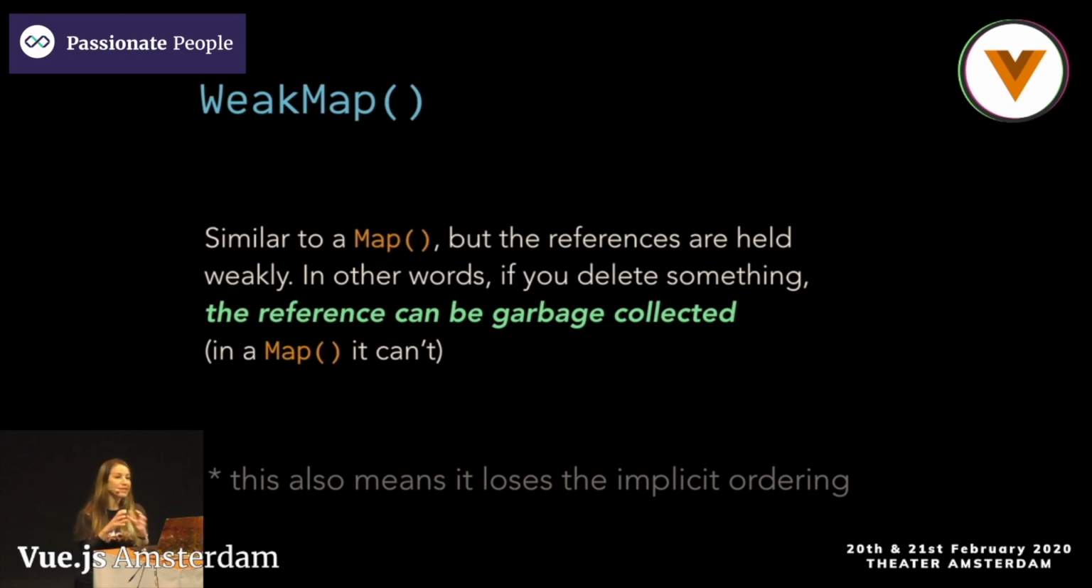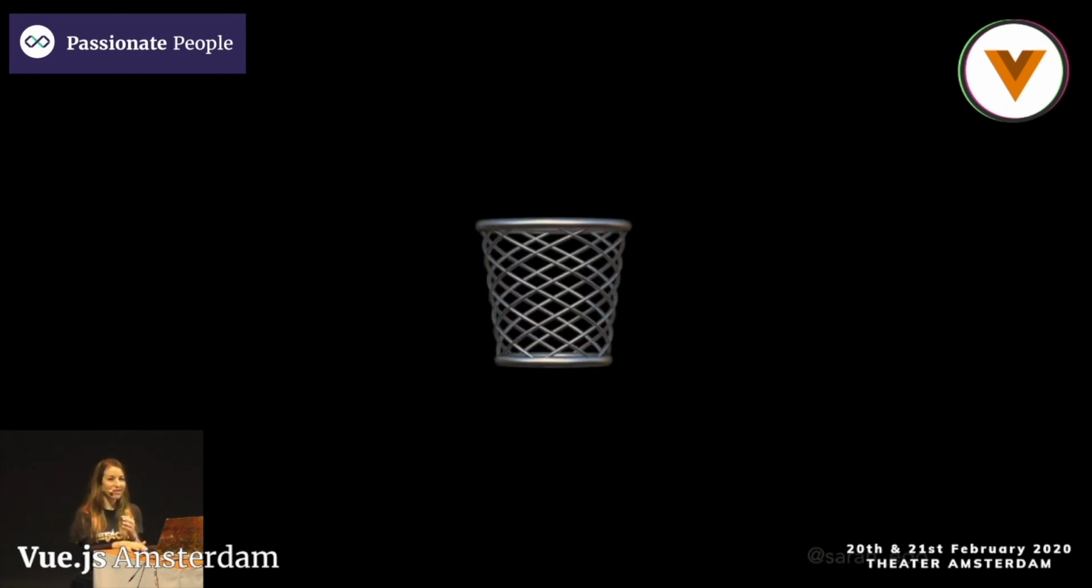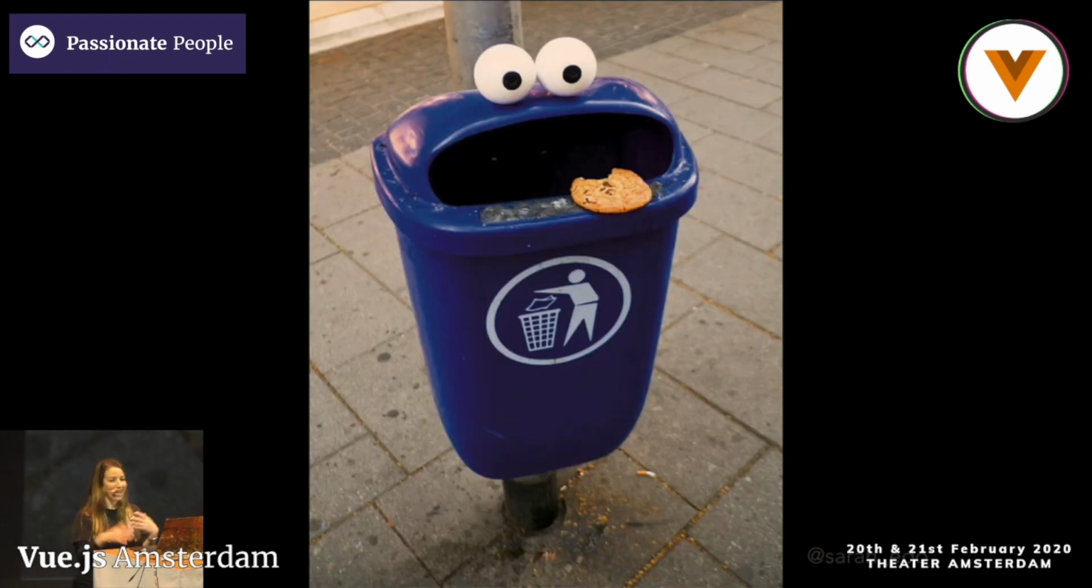So the difference here with weak map is garbage, literally garbage. But more like a happy kind of garbage because we're able to garbage collect it. So this makes Vue much faster, and I'll show you why. All right, let's talk about what happens with those proxies for the DOM.